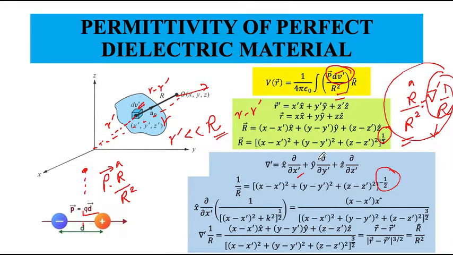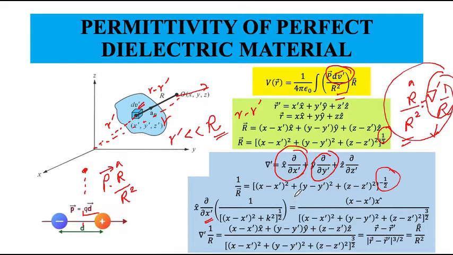So among the del operators, let us first apply the partial derivative with respect to x dash. Let us differentiate this with respect to x dash and find the resultant expression, and then we will be able to find the expressions for partial differentiation with respect to y dash and z dash as well. So let me differentiate with respect to x dash first.